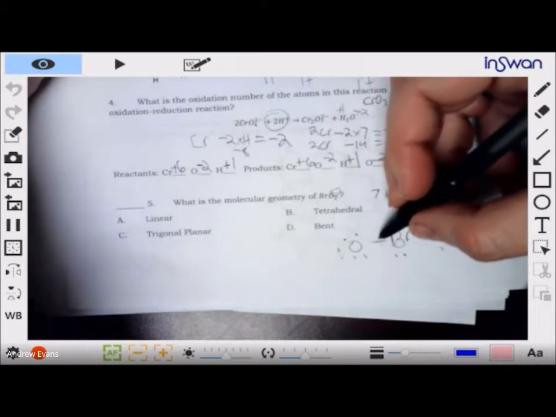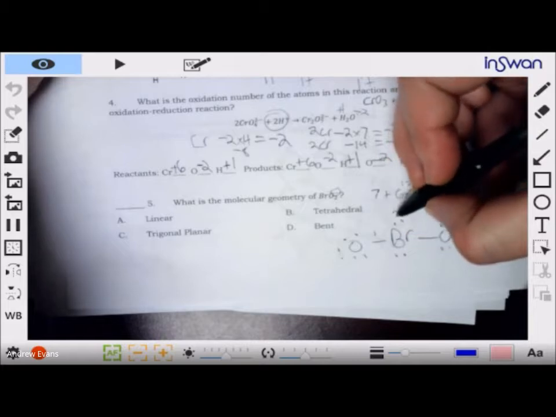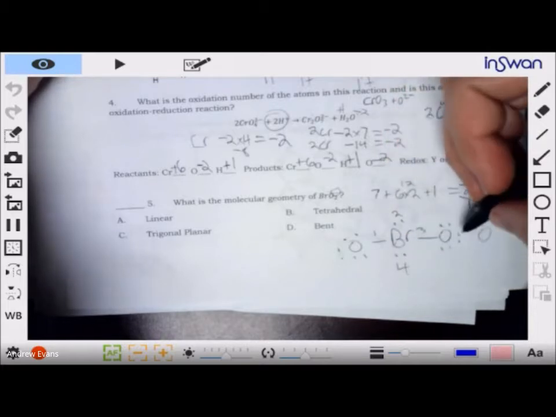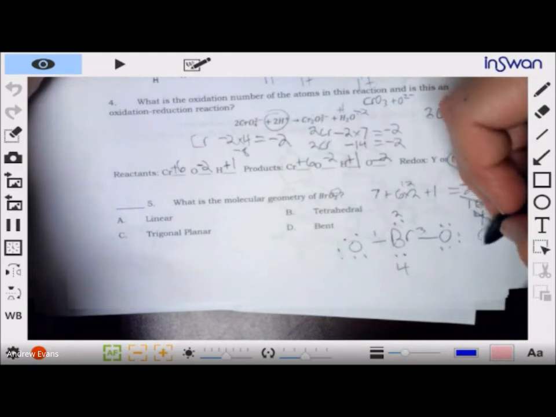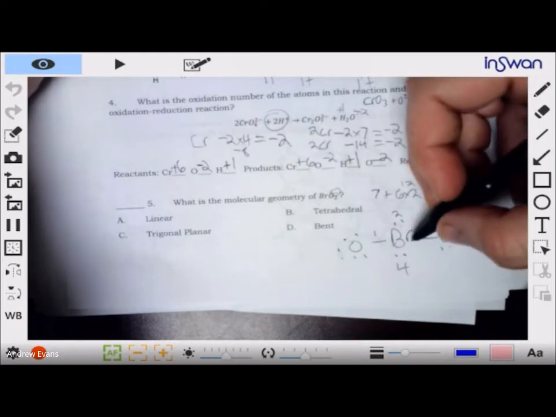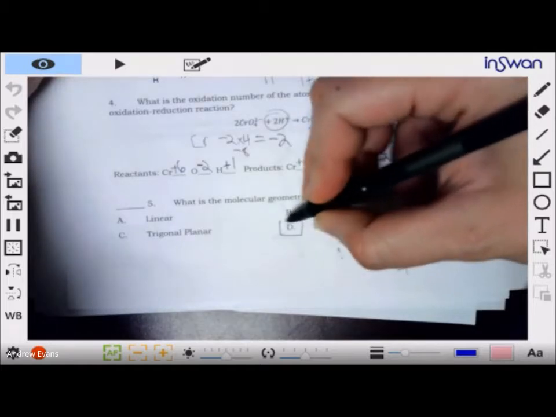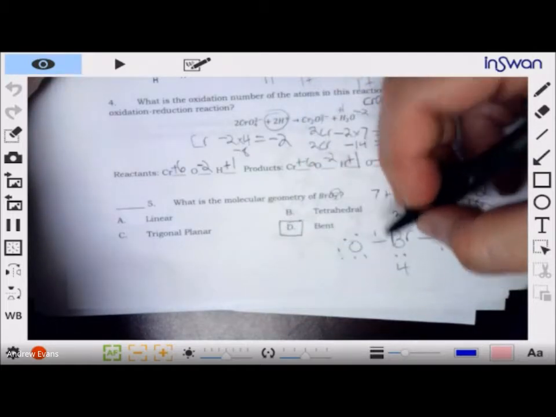Now, what is our electron geometry? How many electron domains do we have? 1, 2, 3, 4. So it'd be a tetrahedral electron geometry. But what is its actual shape? It is bent because there are 2 lone pairs.